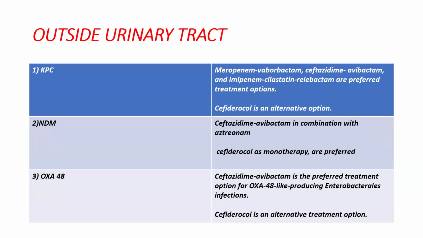Then, if we are dealing with infection outside the urinary tract, we should see whether it is KPC, NDM, or OXA. If it is KPC, then the treatment options are meropenem-vaborbactam, ceftazidime-avibactam, imipenem-cilastatin-relebactam, and cefiderocol is the alternative option. If it is NDM, then ceftazidime-avibactam, usually in combination with aztreonam, and cefiderocol as monotherapy.